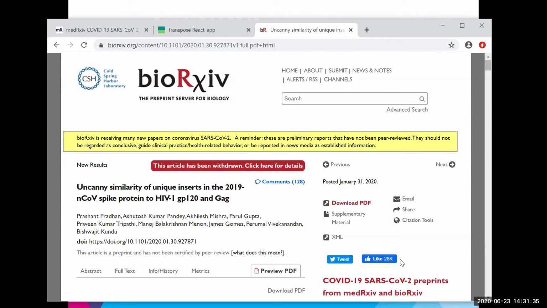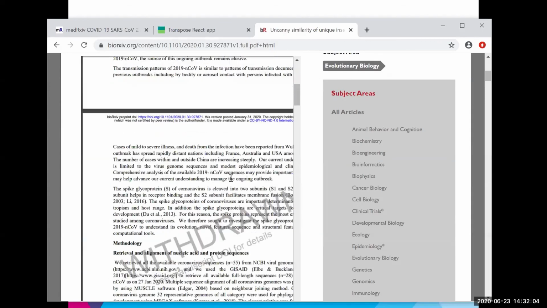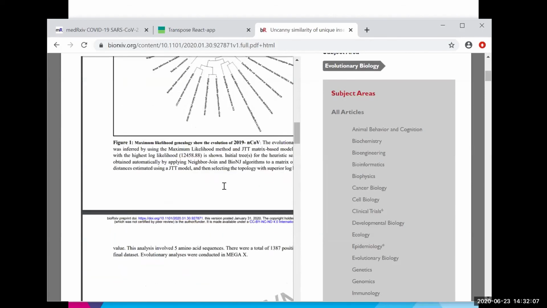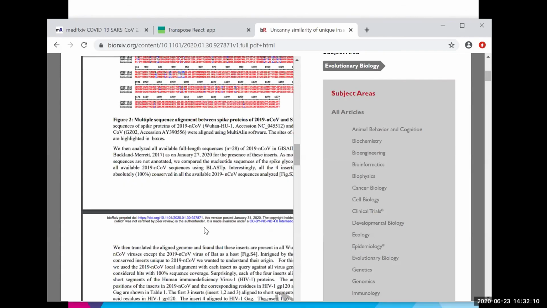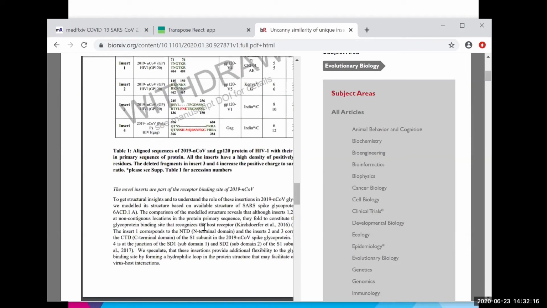So this is a paper that went up on a Friday on bioRxiv. It's about HIV and COVID-19. And it was torn apart because it was not valid. So by, I think, Monday, it was withdrawn. And as you can see, it says this article has been withdrawn. Click here for details. And if you go down to the PDF itself, every single page has withdrawn in very big letters. So the record remains so that people know about it. But it's clear that there was something very wrong with this.